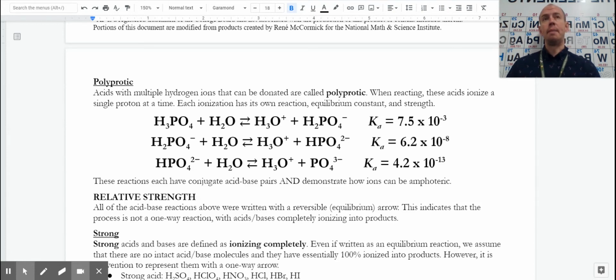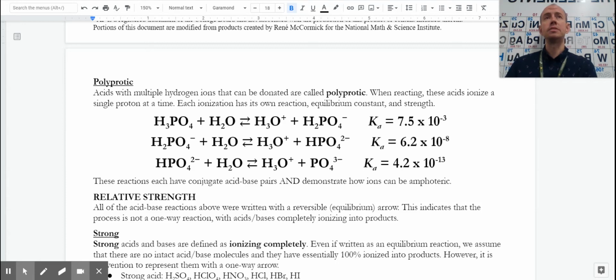And when we're thinking about those hydrogens in the formula, it's important to distinguish: is this hydrogen going to be able to dissolve into solution? Is it going to be able to be donated? Any acid that has more than one hydrogen ion that can be donated would be called polyprotic. If it has two, it would be diprotic. If it has three, it would be triprotic. But polyprotic is our general term for many hydrogen ions that can be donated.